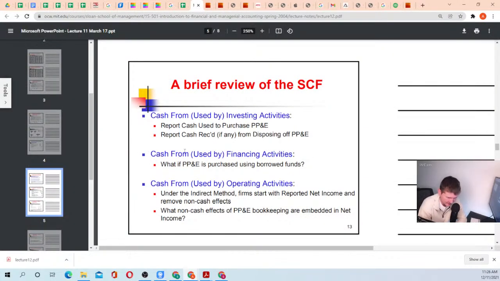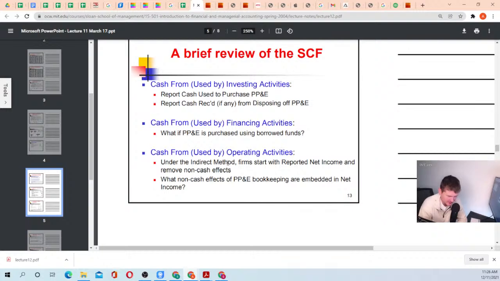Okay, what do we have in our lecture? Under the indirect method, firms start with reported net income and remove non-cash effects. What non-cash effects of PP&E bookkeeping are embedded in net income?